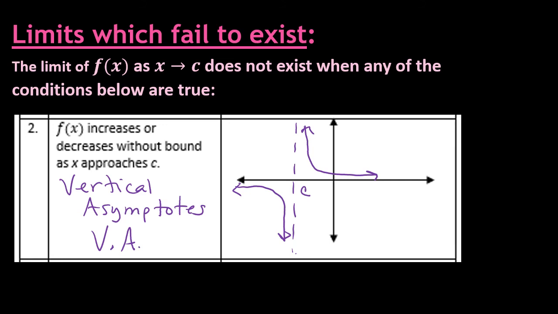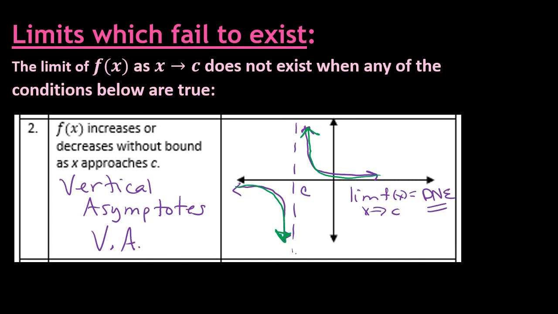If we think about the limit of this function as x approaches C, when you come in from the right, you are increasing without bound. But when you come in from the left, you are decreasing without bound. So because we're basically going opposite directions and we are not approaching the same value, this is another limit that does not exist. So anytime we have a vertical asymptote and we're looking for the limit at the vertical asymptote, the limit does not exist.